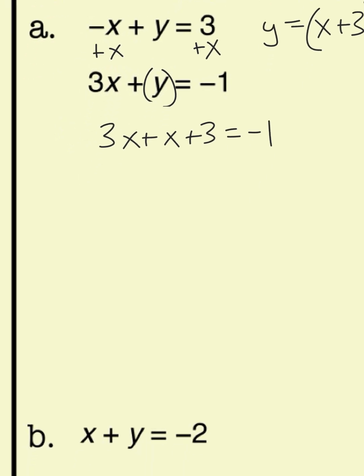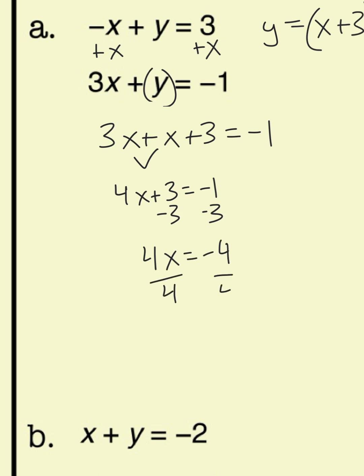All right, then we solve. I'm going to combine like terms. 4x plus 3 is negative 1, minus 3 from both sides. So 4x is negative 4. Divide by 4. X is negative 1.